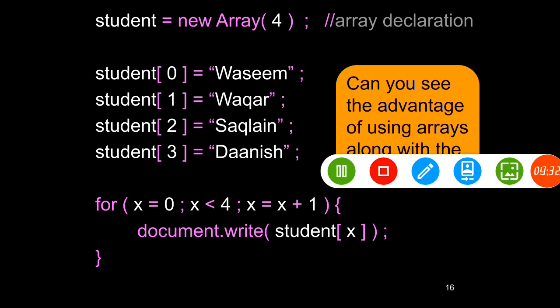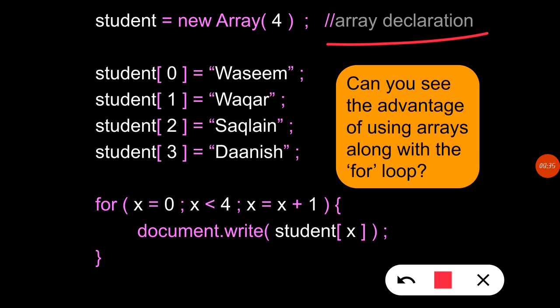Okay, this is the array declaration, and this is the initialization. Here I am storing the values like Wasim, Vakram, Jacqueline and Danish. Okay, so can you see the advantage of using arrays with a for loop? See here, just by using a for loop you can write only one printing statement instead of writing four statements. So instead of writing document.write or the printing statement four times, just by using a for loop you can write the printing statement only once, so that it will reduce the length or complexity of the program.